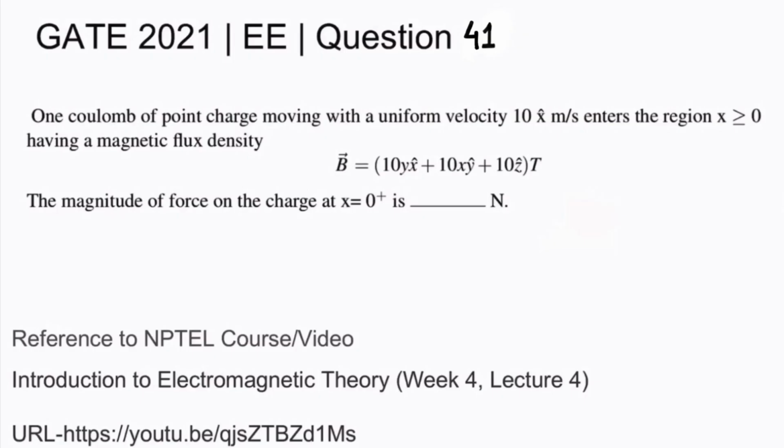This is GATE 2021 electrical question number 41. It says that 1 coulomb of point charge moving with a uniform velocity of 10 x hat meter per second enters the region x greater than 0 having a magnetic flux density B vector given by 10y x hat plus 10x y hat plus 10z hat Tesla. The magnitude of force on the charge at x equal to 0 plus is given by dash Newton.